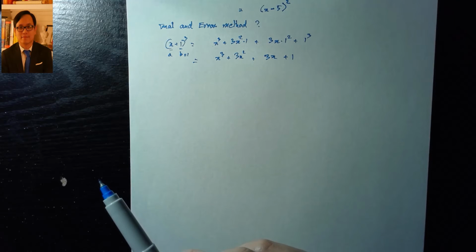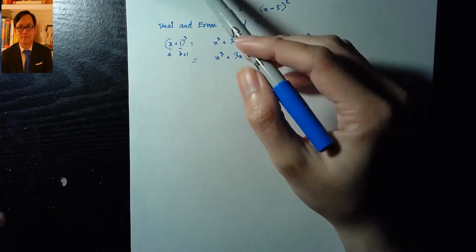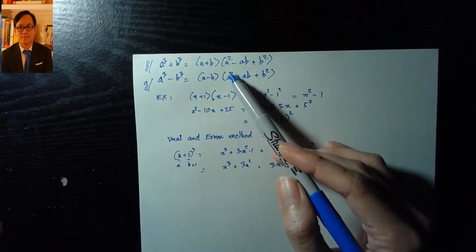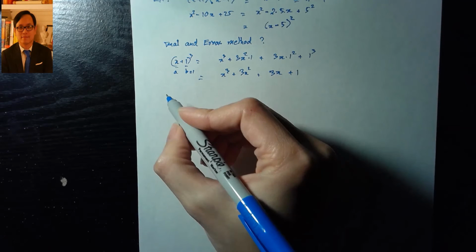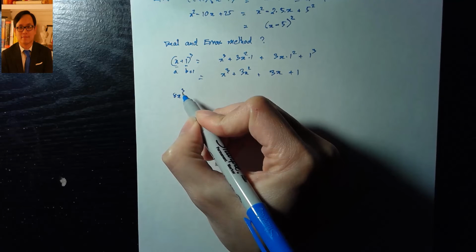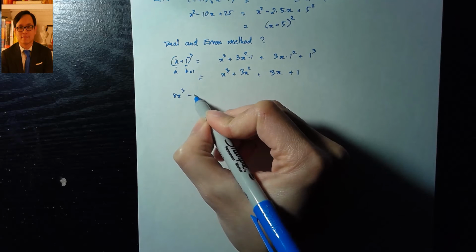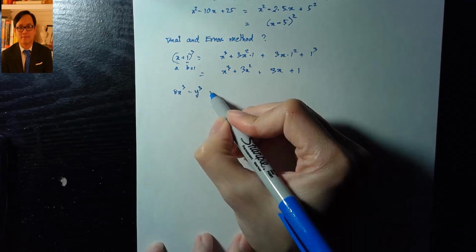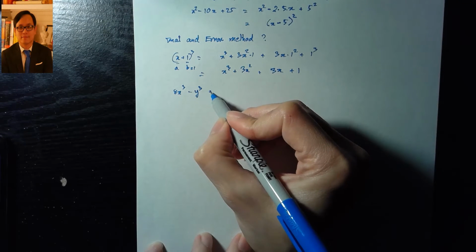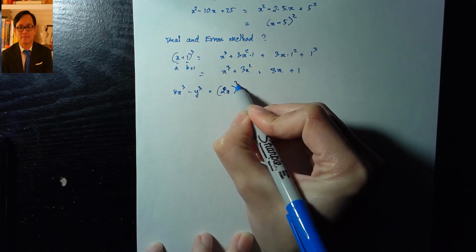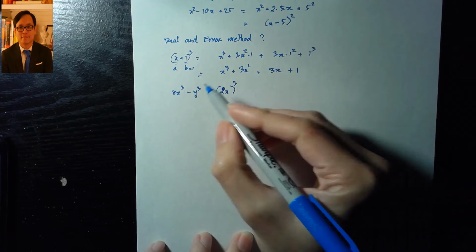I'll just go ahead and apply the formula right away. Okay. And then let me give you another example using this formula right here. For example, 8x to the third power minus y to the third power. Let's see how I factor this. This expression I can write as 2x totally to the third power, right? And this is y to the third power.